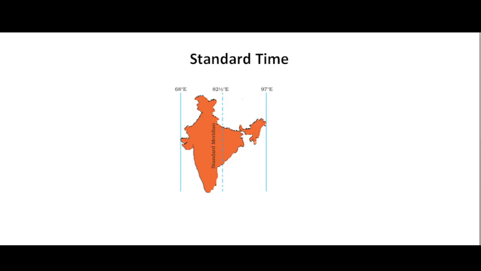Some countries have a great longitudinal extent, and so they have adopted more than one standard time. For example, in Russia there are as many as 11 standard times. Okay, the USA has adopted more than 24 time zones of 1 hour each, and each zone covers 15 degrees of longitude.